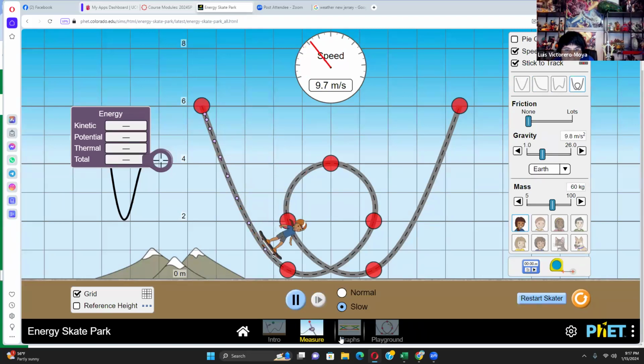If you want to play with it, you can do it. Normally in the lecture, I use this to show students about the conservation of energy. It's a very good app. All right, as you can see, you can do a whole bunch of things in here and measurements.